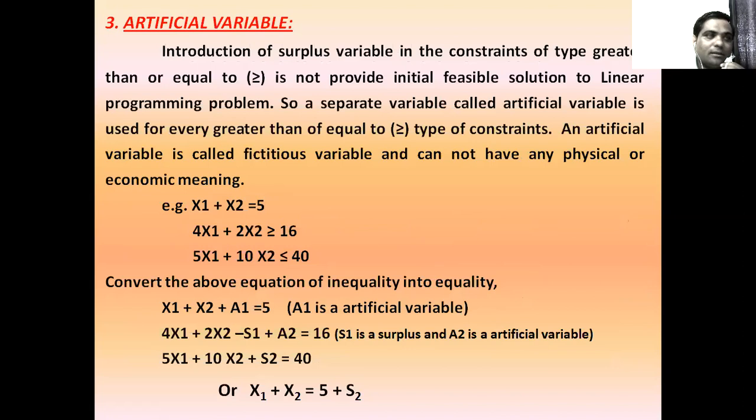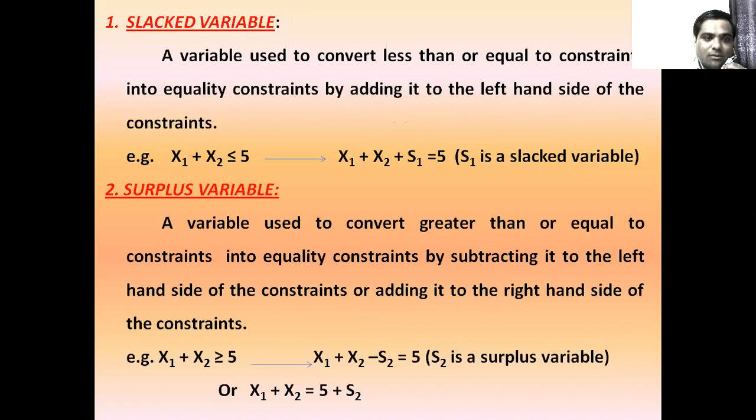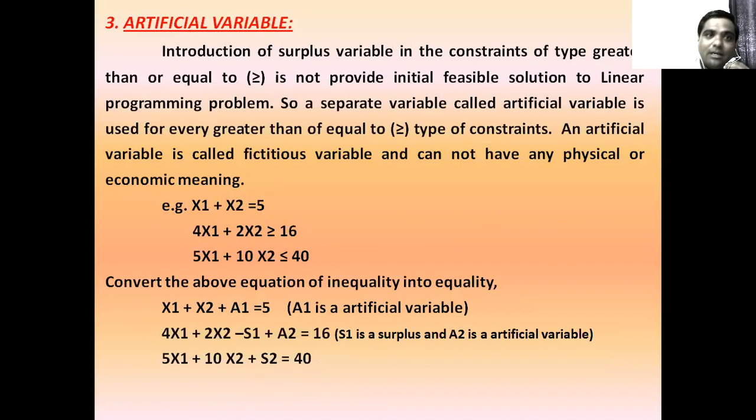Okay, and the third variable is called the artificial variable. As I already told you, we use the surplus variable when the constraint equations are greater than or equal to. But most of the time, the introduction of the surplus variable in greater than or equal to constraints does not provide the initial basic feasible solution to the linear programming problem.